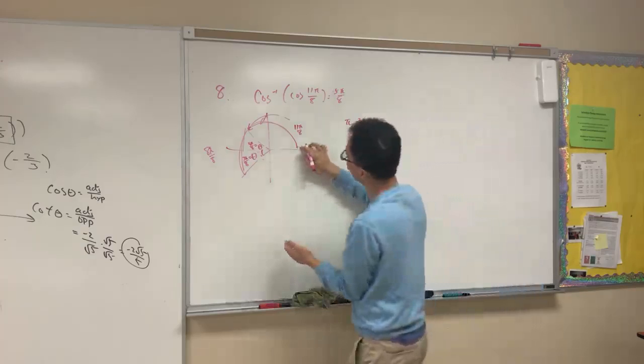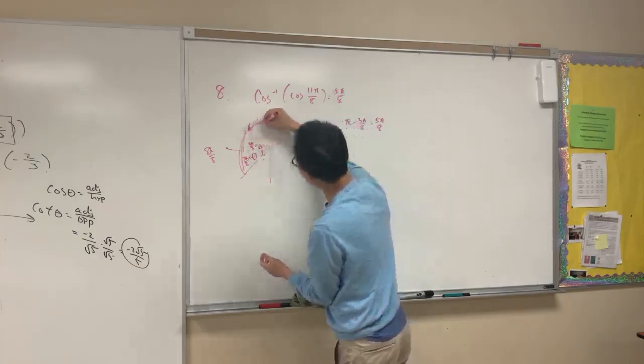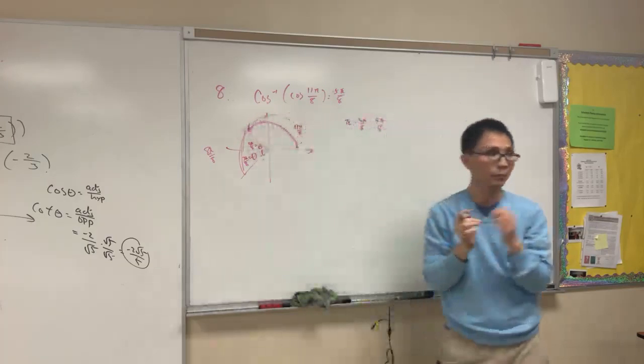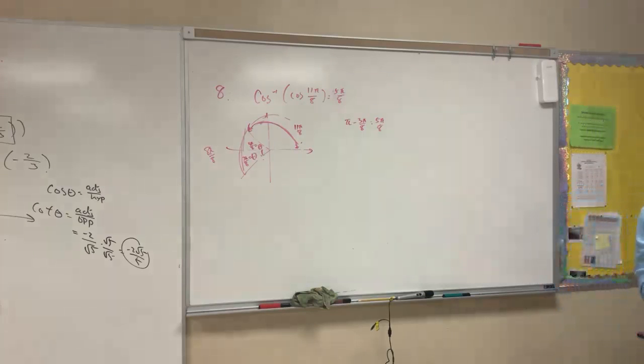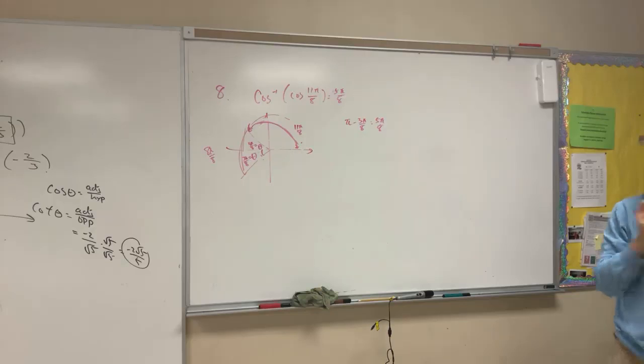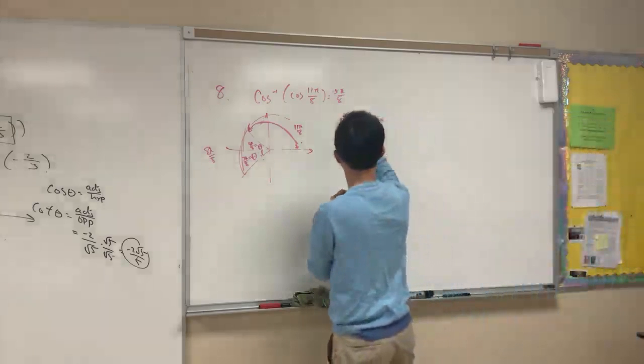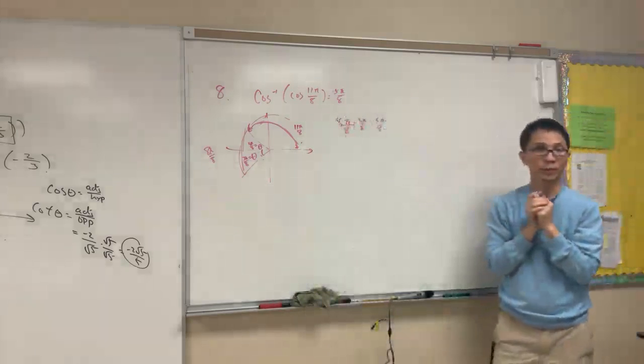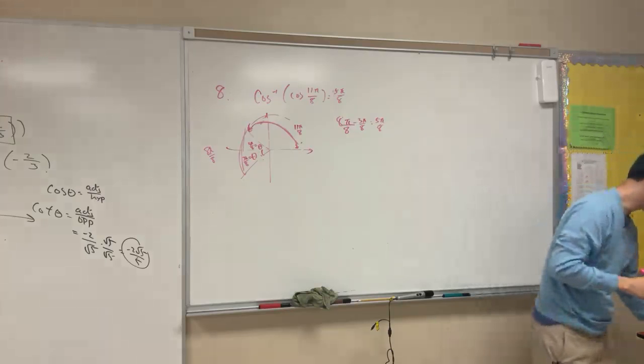How'd you get 5 pi over 8? That means the distance from here to here, that's what I'm trying to get to. Could you just also do 8 pi over 8 minus 3 pi over 8? That's what I did. That would be easy. Okay, you can try another one.